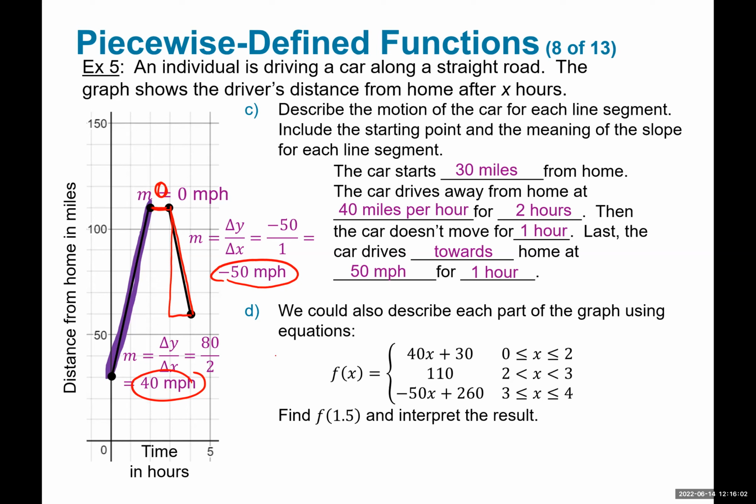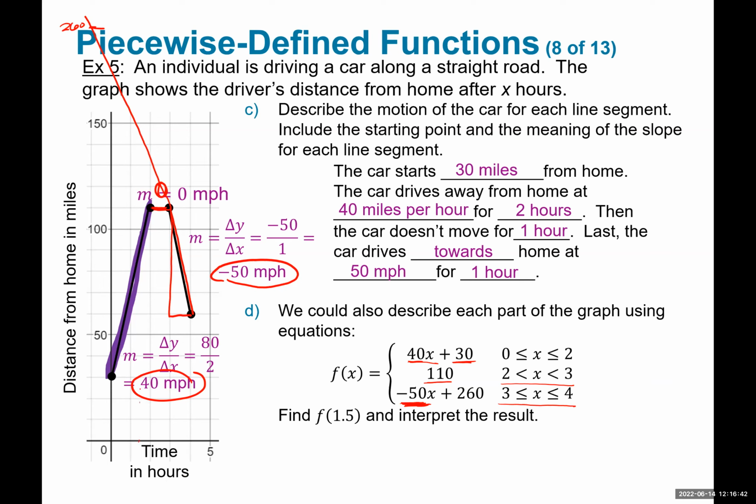We could also describe each part using equations. So 40 miles per hour, starting at 30 miles away. Then he stays at 110 from 2 to 3. And then from 3 to 4, drives towards the house. That's the negative 50, at 50 miles per hour. And we have to say plus 260. That's because if we were to extend this line, it would have crossed up here at 260, which would have been our y-intercept.